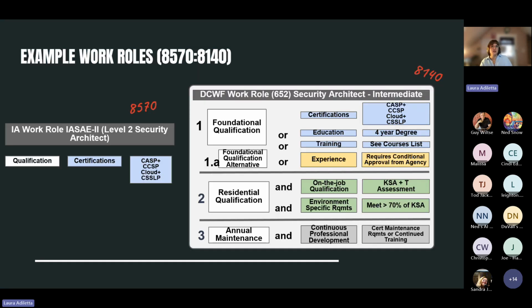All right, phew. So we've talked about that growing complexity. Let's just briefly look at an illustrative example. So here is an 8570 qualification matrix. That's the whole thing for someone coded to an IASAE 2 work role. So as long as they have one of these 4 certificates and they renew on schedule, they're compliant. There is a similar DCWF security architect work role at the level 2 proficiency level here.